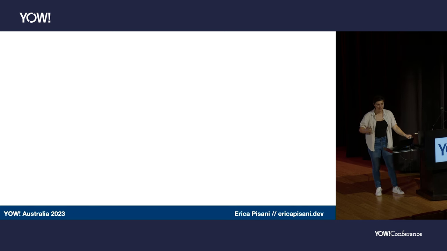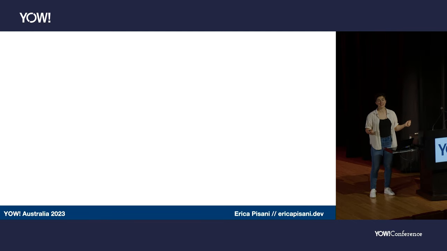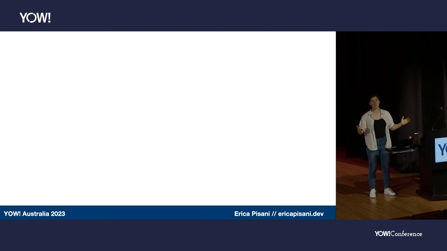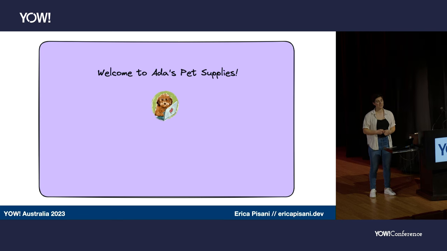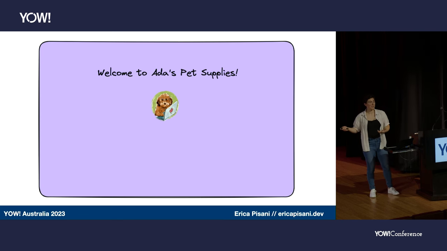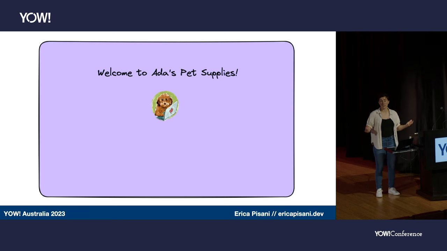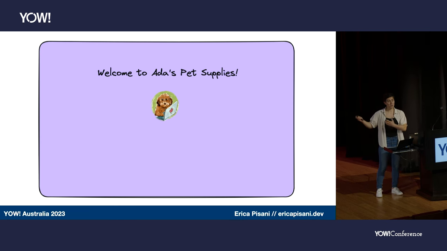Now, let's imagine for a moment that rather than me working as a software developer by day, I instead have a thriving global e-commerce pet supplies business that I've named after my dog, Ada. Ada's Pet Supplies. I have users all over the world. I have storefronts in multiple cities and multiple countries. And I built this application using Next.js because I thought at the time, you know, it's a popular framework, easy to get going. So this is the homepage that you're seeing.